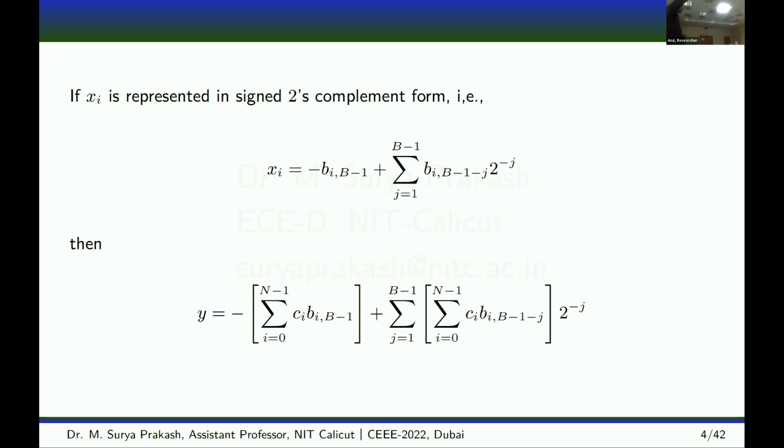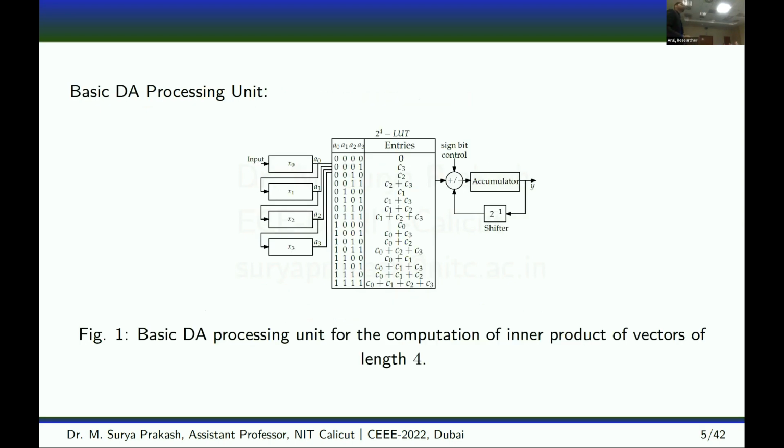And because this is a summation of c_i into b_i, b minus 1 minus j, a total of 2 power N combinations are possible. Assuming capital N to be equal to 4, a total of 16 combinations are possible. So we are simply storing all these possible combinations in memory, and we call all these combinations partial products. For deriving this architecture, we were assuming capital N to be equal to 4, and clearly we can see we have a total of 16 combinations.